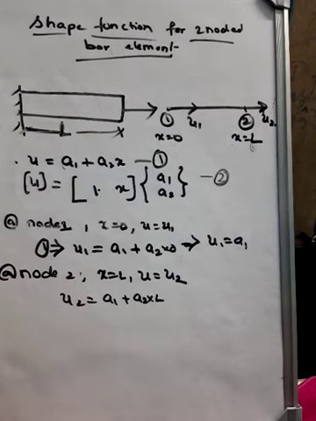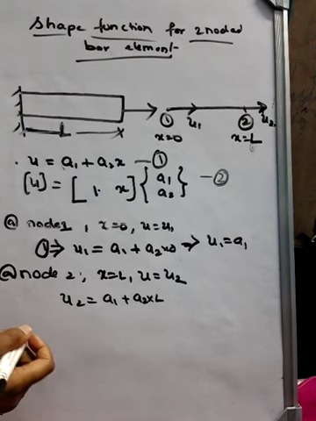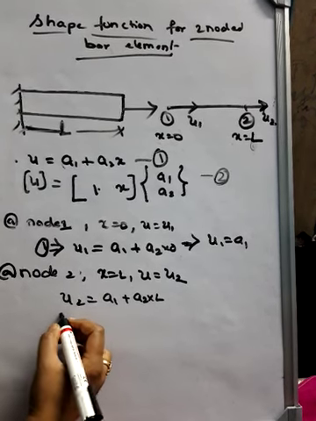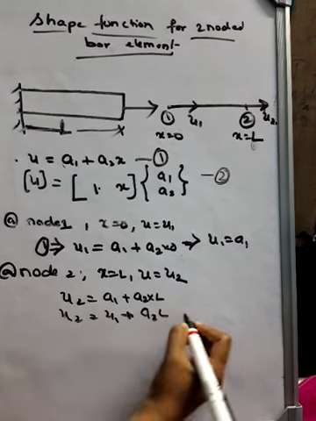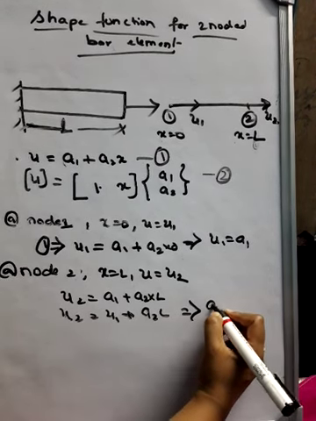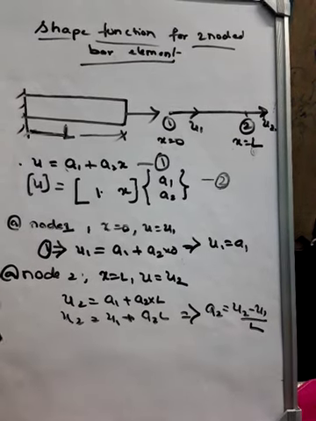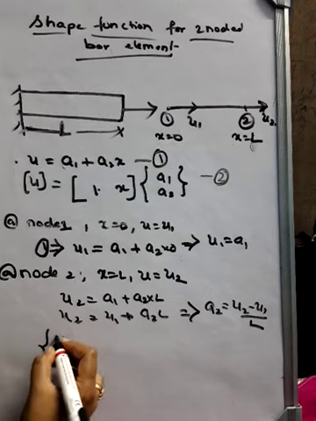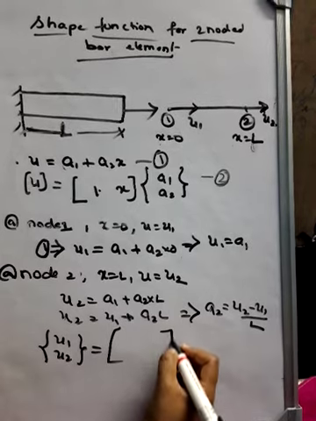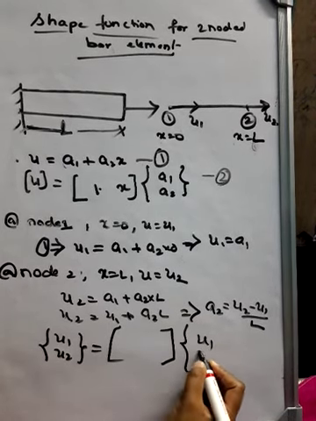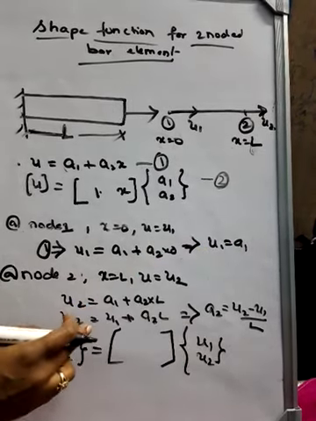Now what I will be doing is calculating the values of a1 and a2 in terms of u1 and u2. So u2 is equal to u1 plus a2 into L, which implies a2 is equal to u2 minus u1 divided by L. Okay, now I'll write u1 and u2 in matrix form. The important thing here is you write in terms of u1 and u2, according to whatever coefficients are there. So I will write the same thing here.